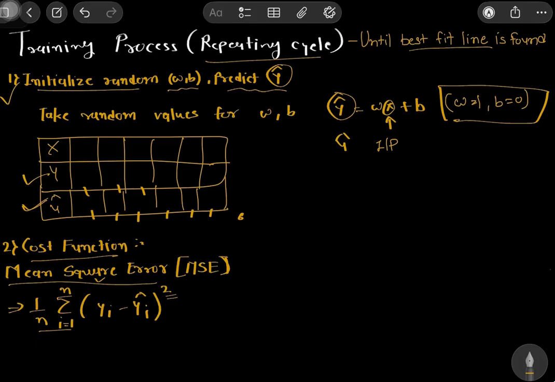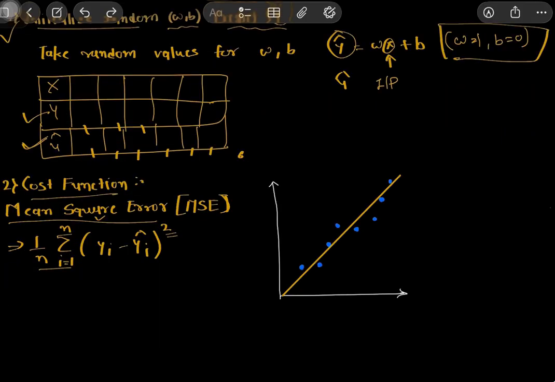To understand it better, let's try to visualize it. Here I have created a plot where on the x-axis I have my x value, the input values, and on the y-axis I have y and y hat, the y hat that we predicted and the y which is our true value. All the blue dots are the actual y values, and the line that we got using our initialized w and b is this line.